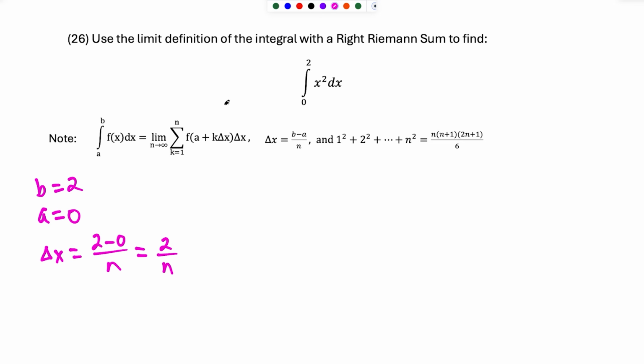Now using this formula can be a little bit complicated, but my best advice is to just go piece by piece. It's very heavy with algebra.